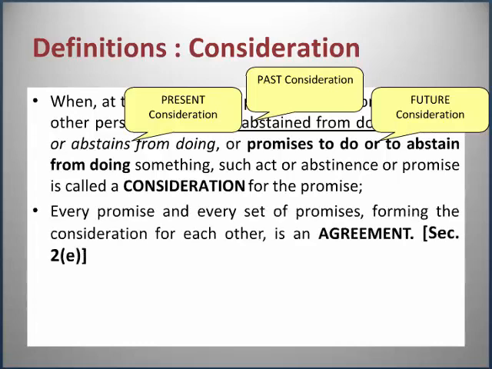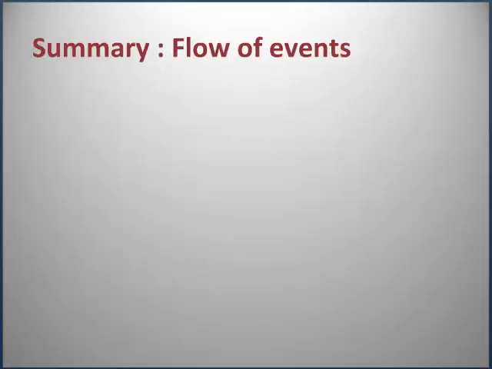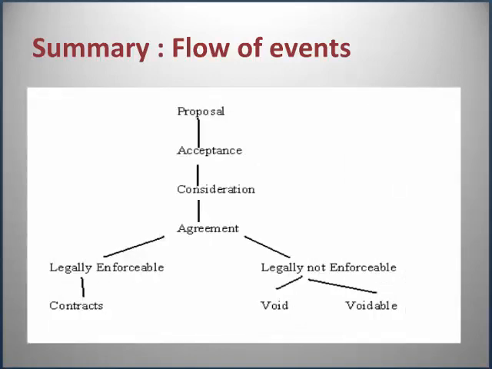And just to recapitulate, every promise and every set of promises forming the consideration for each other is an agreement as per section 2 clause E. An agreement enforceable by law is a contract as per section 2 clause H. To summarize the whole idea of contract, let's see it in the form of a flow of events. There is a proposal that has been accepted. There is a consideration involved for this proposal. This will make an agreement.